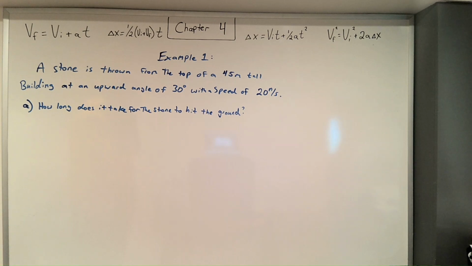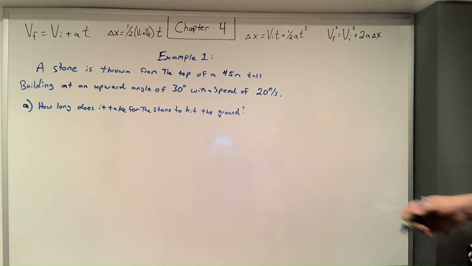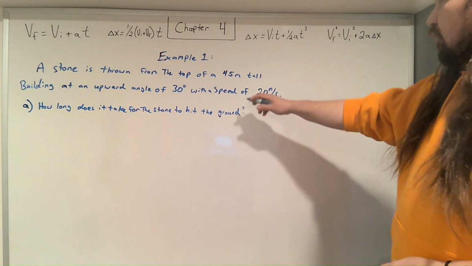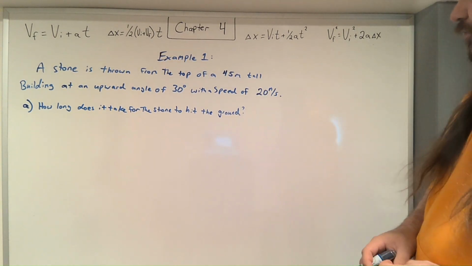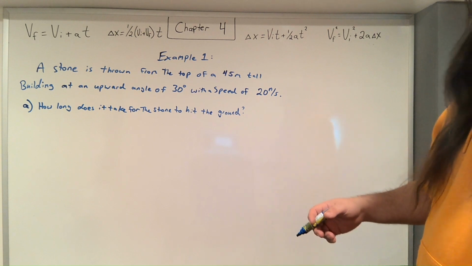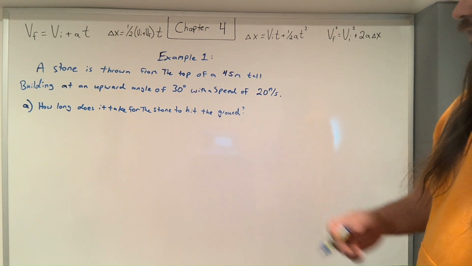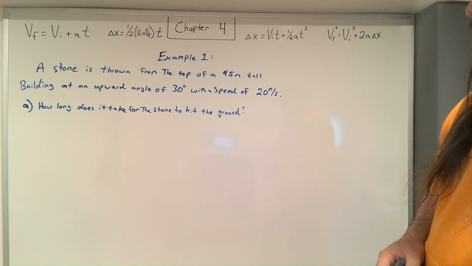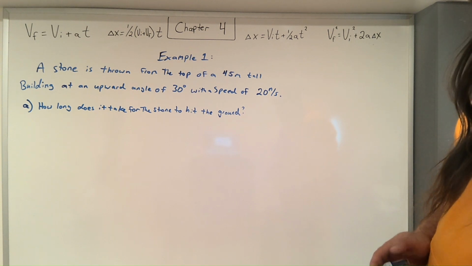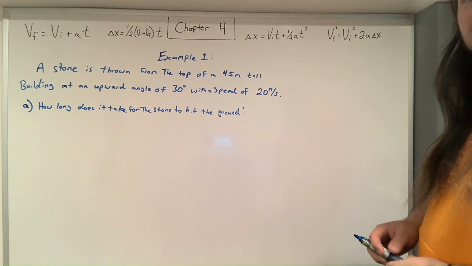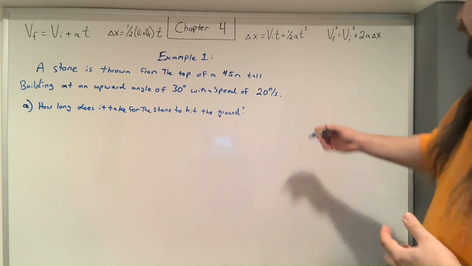So we'll start off with something that's somewhat familiar that we kind of already looked at here. We have a stone being thrown from the top of a building again. This time the building is 45 meters tall, and the stone is thrown at an upward angle of 30 degrees with a speed of 20 meters per second. Most of these questions are going to have multi-parts. So for part A here, we're just looking at how long does it take for the stone to hit the ground. Okay, so first off, I want to picture what's going on.